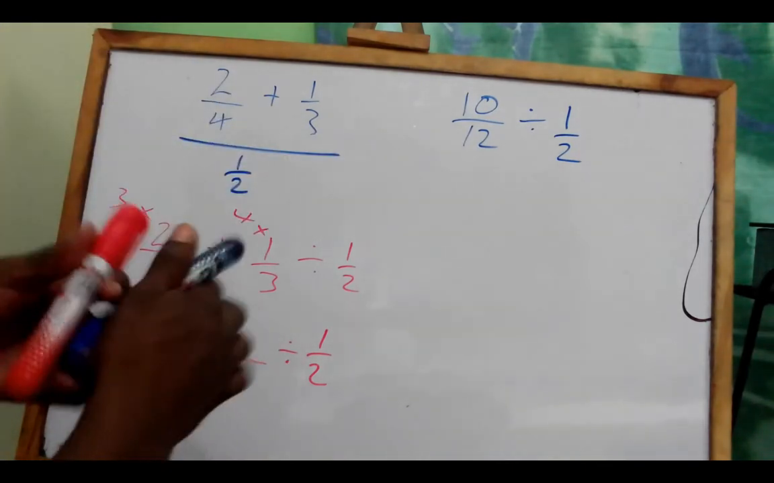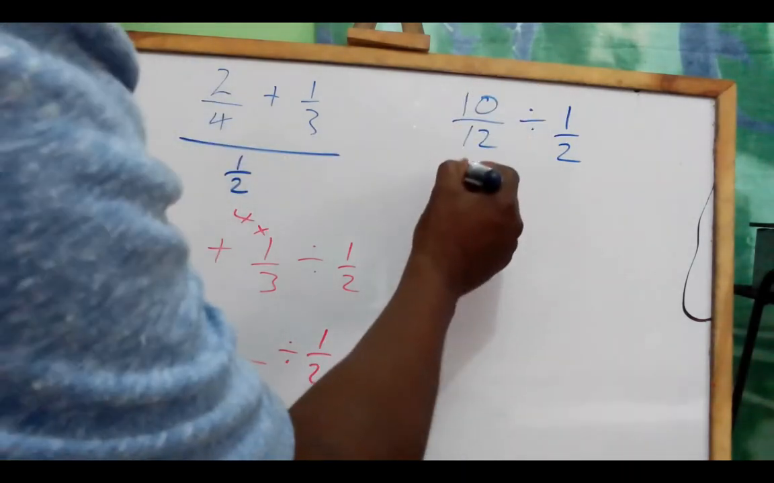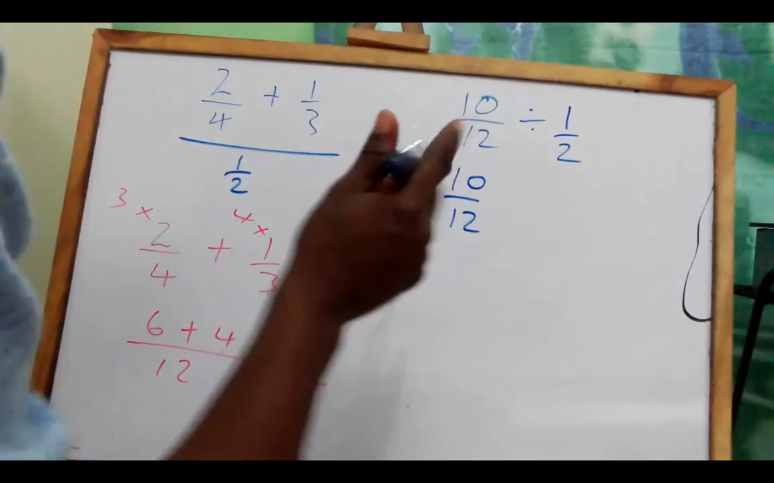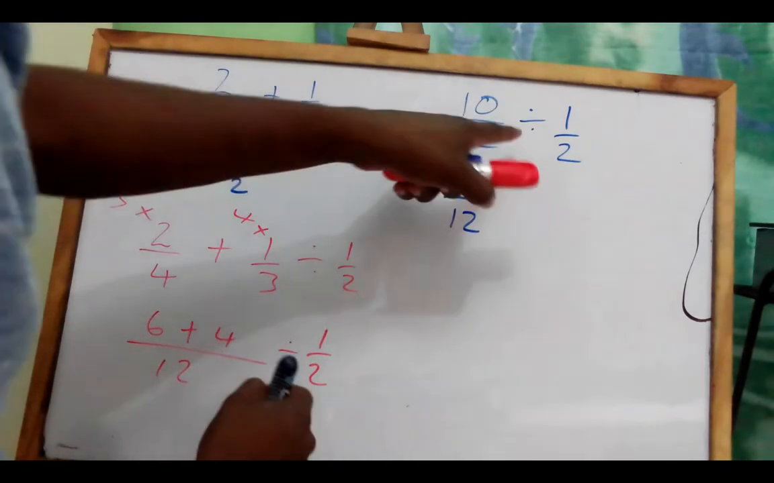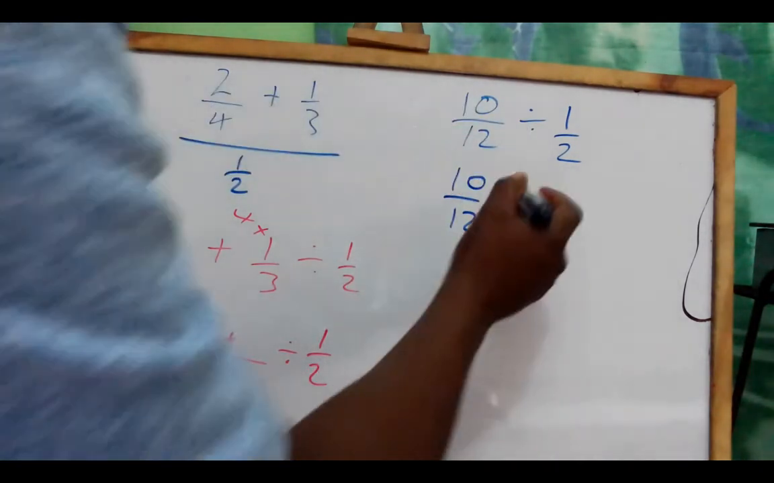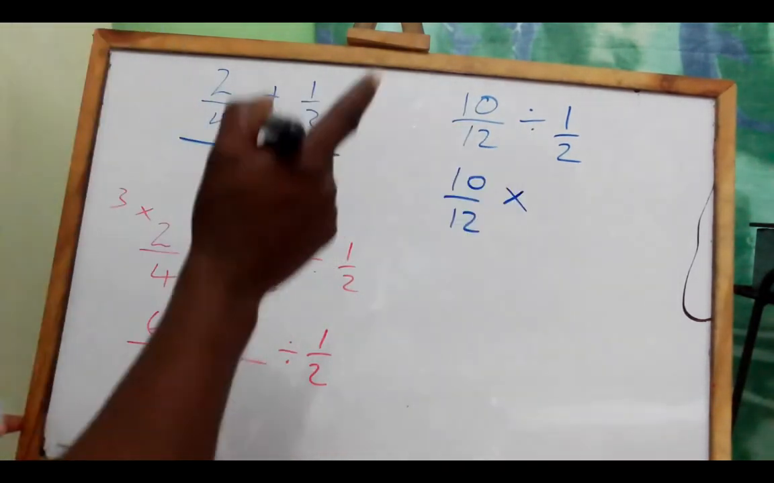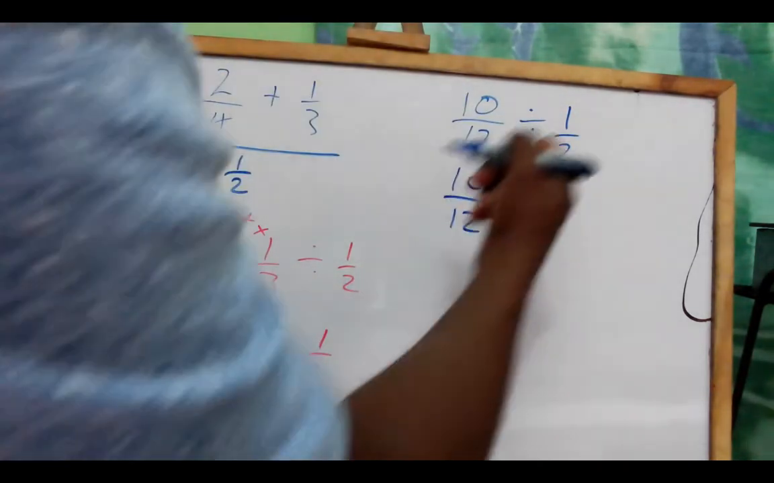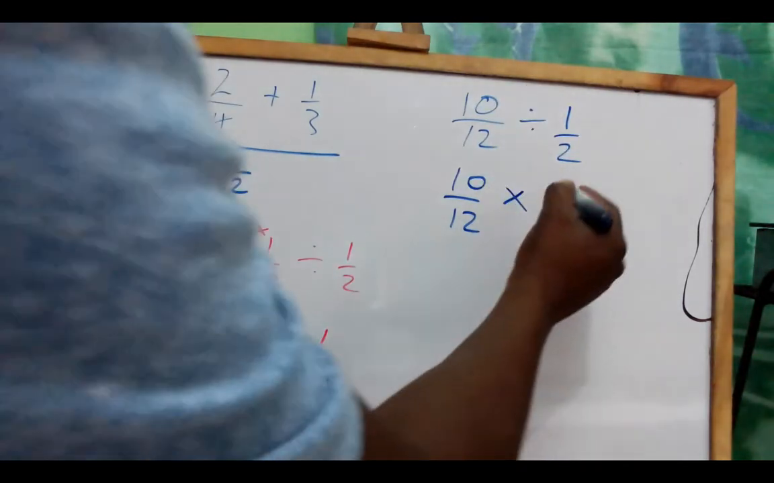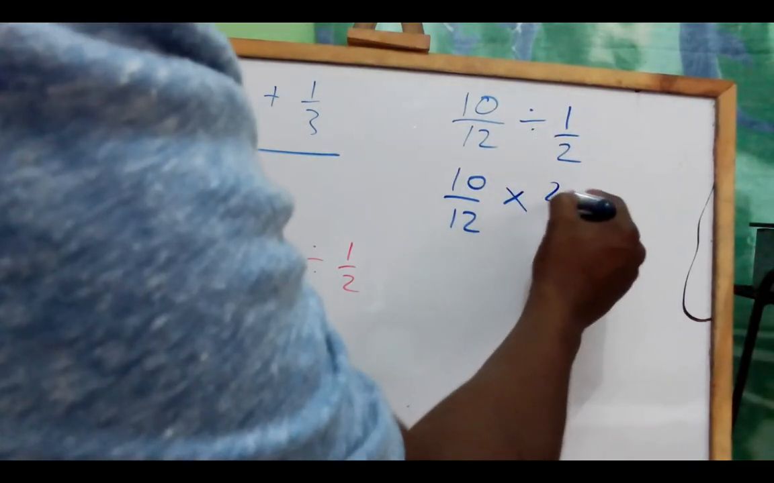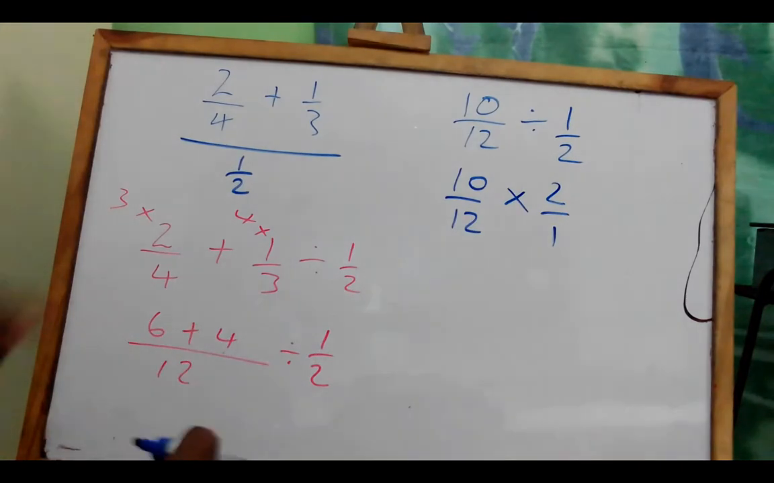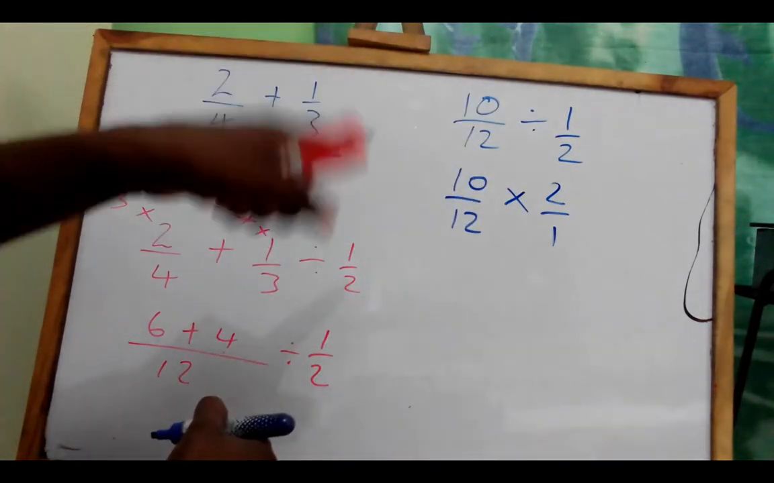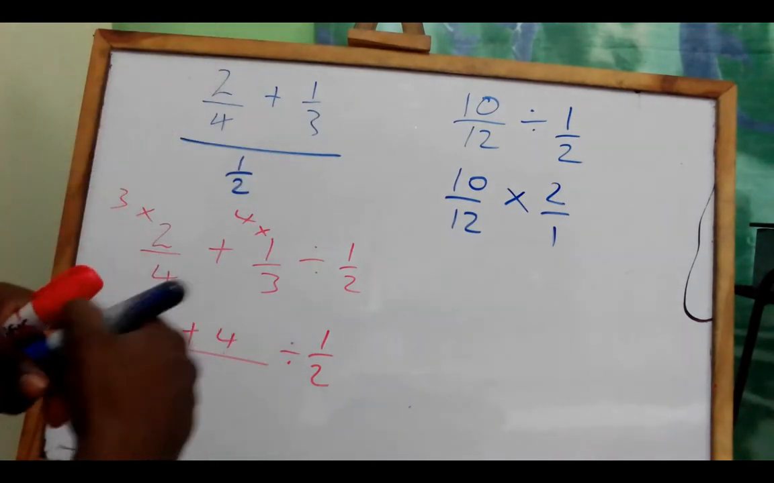Now we are going to rewrite the 10 over 12. This time I am going to change this division sign to a multiplication sign. Then I am going to flip these numbers. In other words, I am going to invert. So I am going to write 2 over 1. So the numerator becomes the denominator. Likewise, the denominator becomes the numerator.